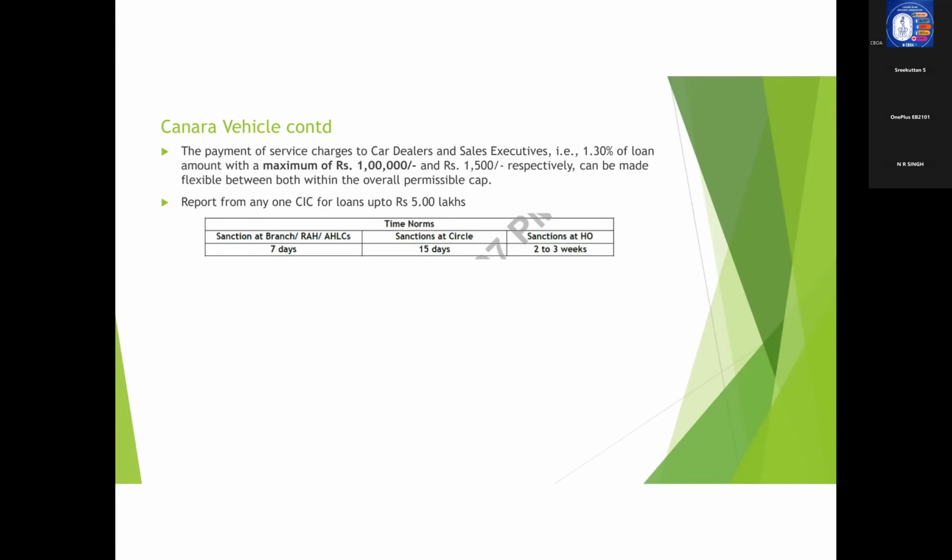And the time norms, which we had already discussed yesterday: if the sanction is at branch or RH, the Canara vehicle needs to be sanctioned within 7 days. If it is sanctioned at circle office, it is maximum 15 days. And sanctions at HO take 2 to 3 weeks.